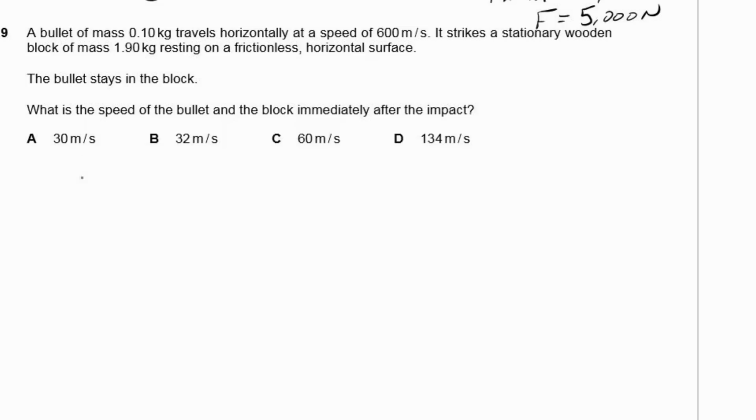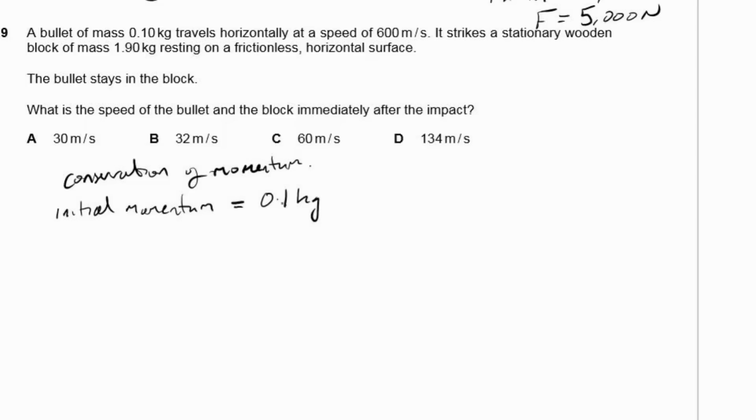Alright, we need conservation of momentum. Momentum, of course, is mass times velocity. So the initial momentum is given by 0.1 kilograms mass times the velocity of 600 meters per second, which is 60 Newton seconds.